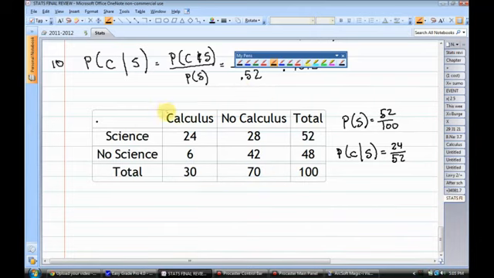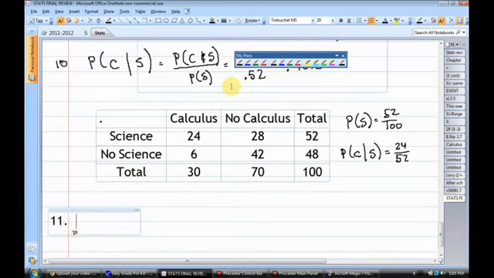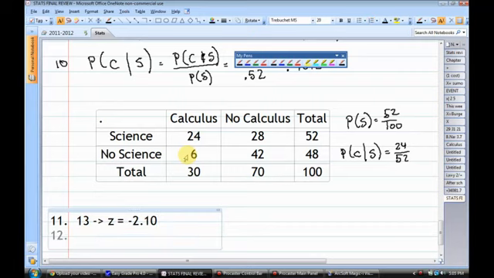We just did 10, so it looks like 11. So question 11. One of the values in a normal distribution is 13 and has a z-score of negative 2.1. So that tells me right there that the mean is greater than 13. Also, they say that the mean is 16.